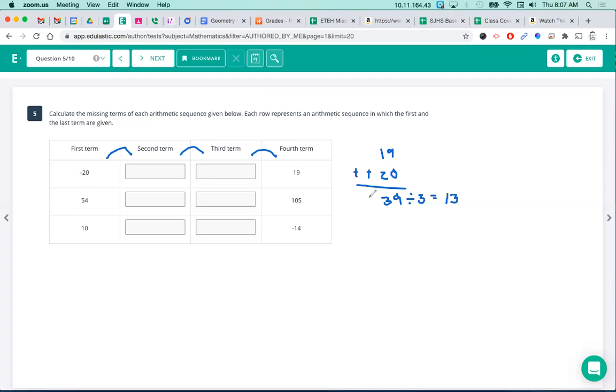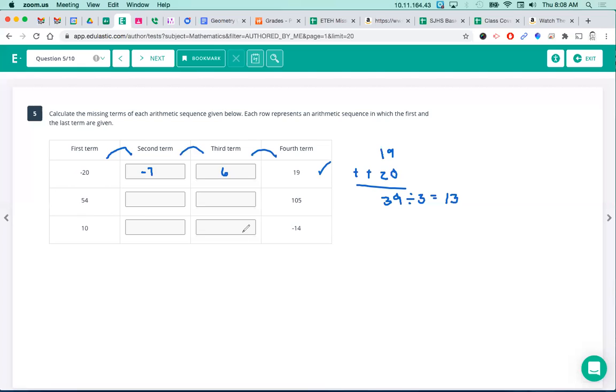With an arithmetic sequence, it's pretty straightforward how you're getting from one to the next. You're either going to be adding the same thing or subtracting. So guess and check would work. It might just take you a little longer. So -20 plus 13 is -7. -7 plus 13 is 6. And 6 plus 13 is 19.